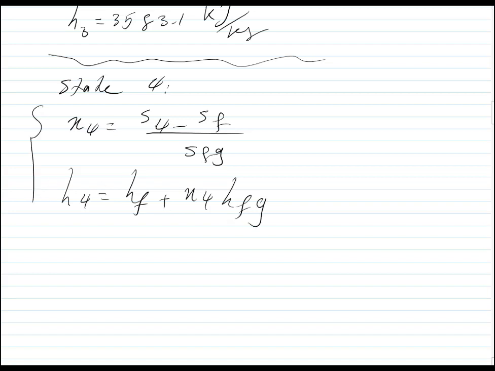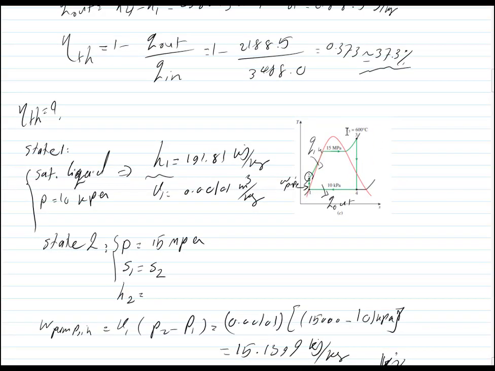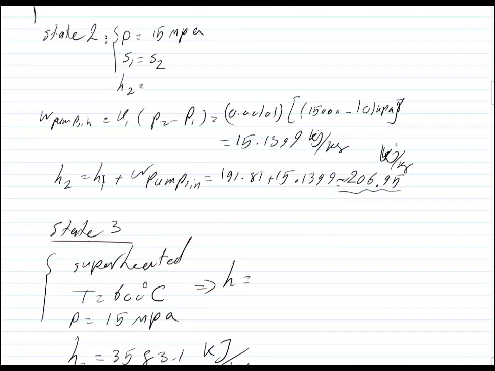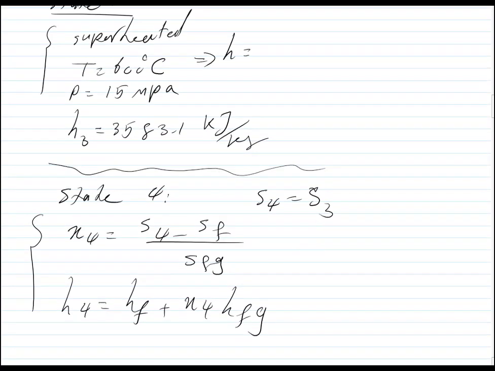Then what is the S4 for this state? Similar to the previous parts of the question, S4 is equal to S3. How do we know this? From the figure of the cycle, S3 is equal to S4. So for S3, again, we need to go to the table, the place where we found H3. We can also find S3, and it is also equal to S4. By substituting that value here, we will have S4.